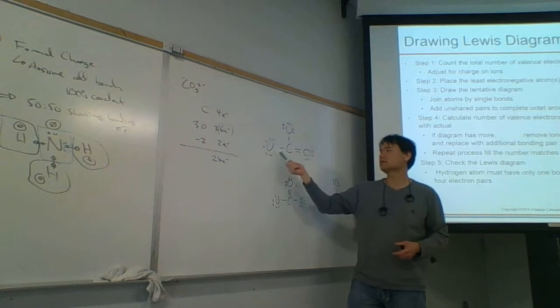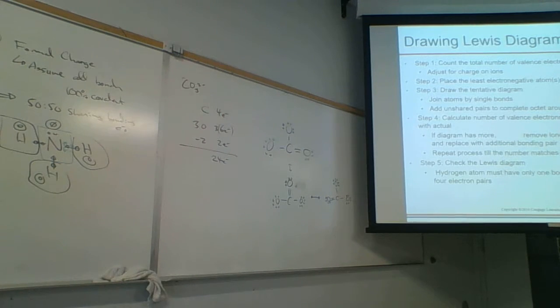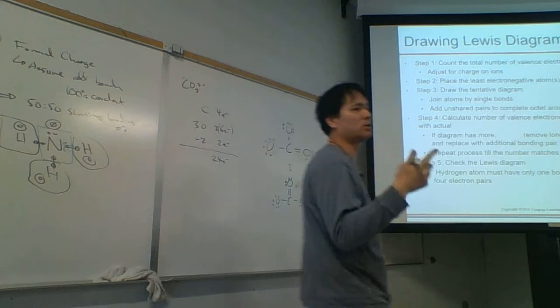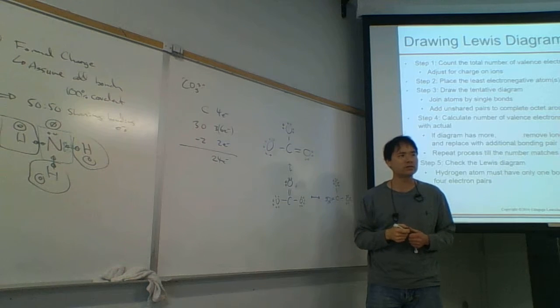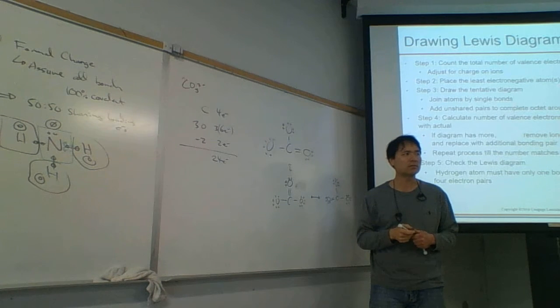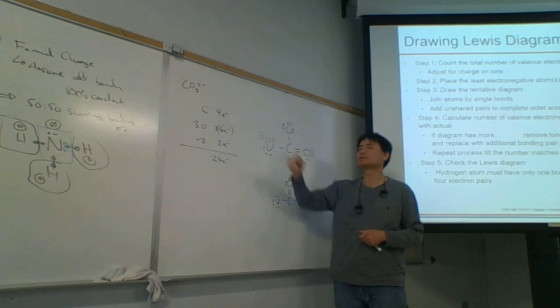If this oxygen has 7 electrons, how many valence electrons is it supposed to have? 6. So if it has 7 electrons, it came out with 1 extra electron. If it has 1 extra electron, does that mean it's plus 1 or minus 1? Minus 1. And so formal charge we circle. So this one's going to be minus.